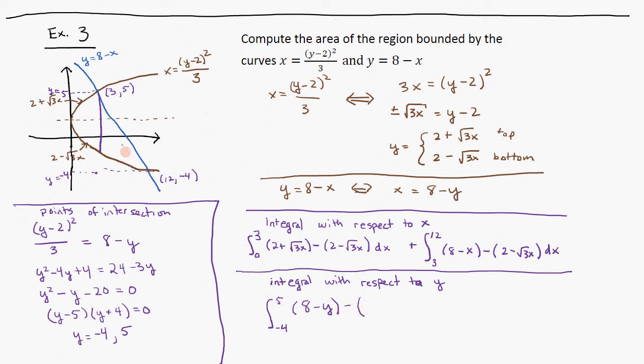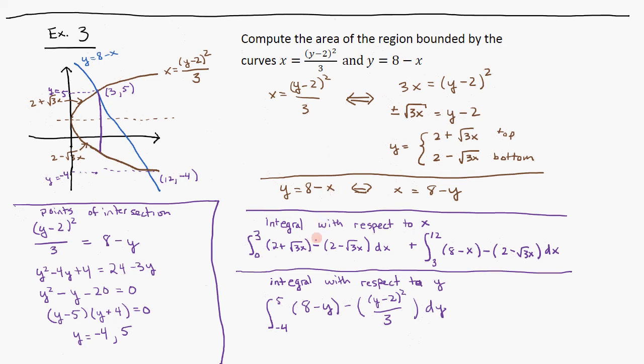And then the second function, the curve to the left, is given by the brown one. It's already in terms of y, so I just write down (y minus 2) squared over 3, dy. So this is the integral with respect to y.